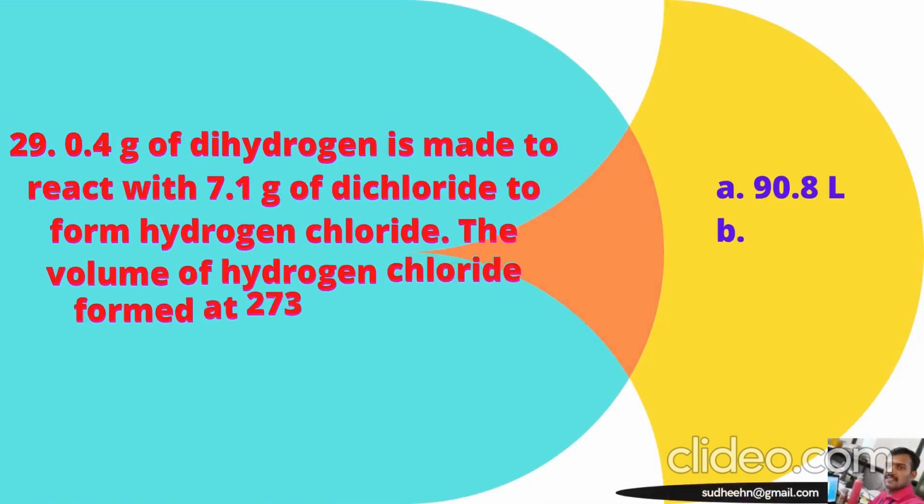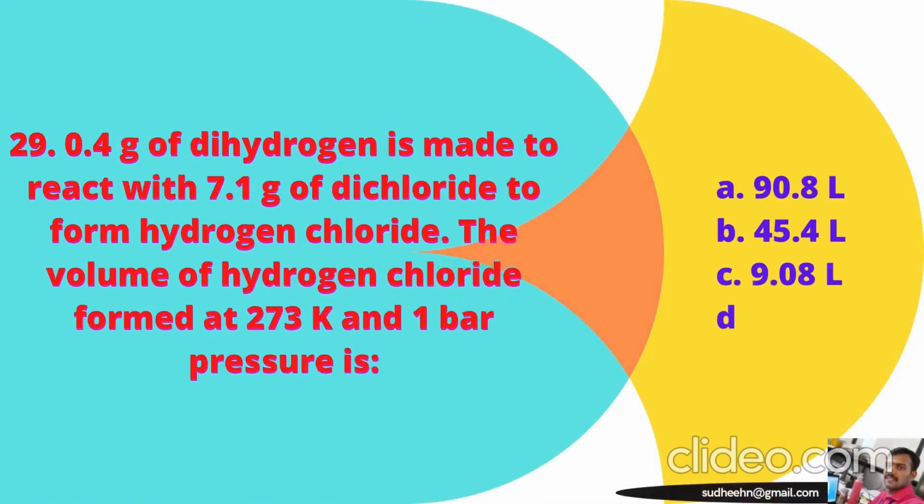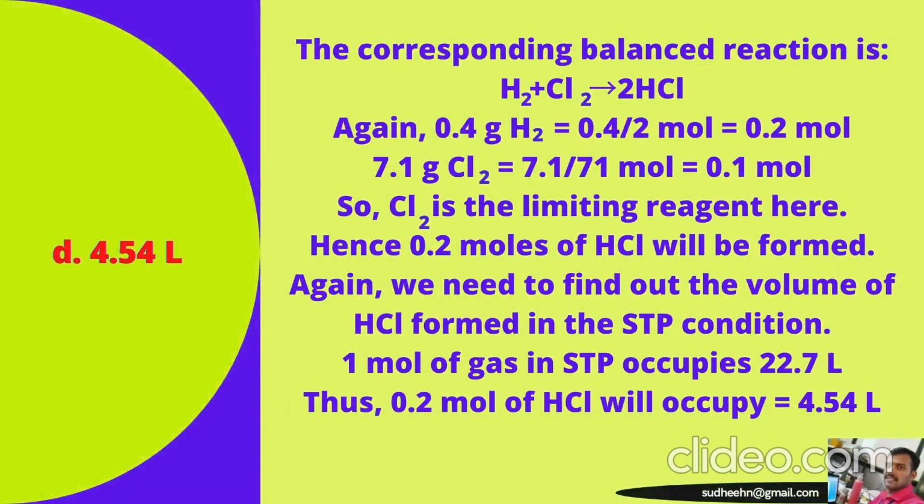Next, question number 29. 0.4 gram of dihydrogen is made to react with 7.1 gram of dichlorine to form hydrogen chloride. The volume of hydrogen chloride formed at 273 Kelvin and 1 bar pressure is option A, 90.8 liters, option B, 45.4 liters, option C, 9.08 liters, and option D, 4.54 liters. And the right option is option D, that is 4.54 liters.